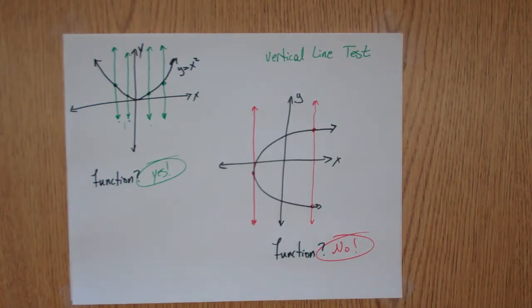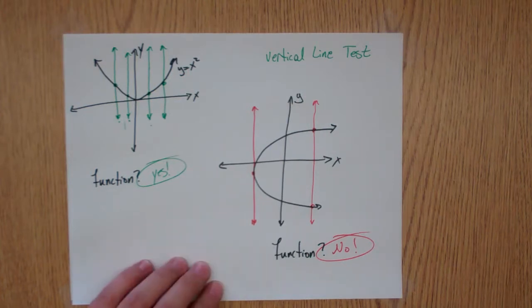If you can draw a vertical line and hit the graph more than one time, it's not a function. If there's nowhere you can draw the line and hit it more than once, then it is a function. All right? Pretty simple. Last topic to cover here is function notation and interval notation.